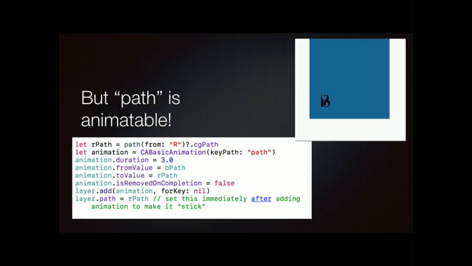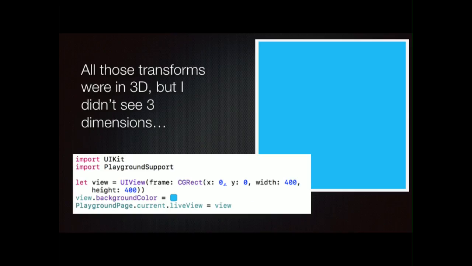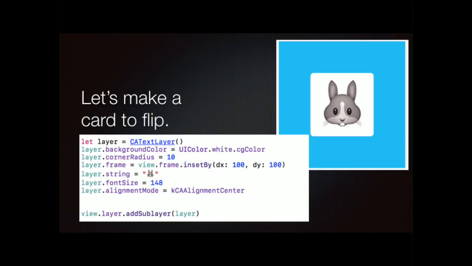Again, we've got something moving now. Now, we've been doing a lot of transforms, and we're always making 3D transforms, but I'm not seeing a whole lot of 3 dimensions. I'm seeing a whole lot of 2 dimensions. So let's see what we can do about this. Okay, we're gonna set ourselves up with a clean playground. And we're going to create a card that we're going to flip. Okay? So the card is very straightforward. It's just like we used before. We just create a text layer, set its background and color, give it a corner radius, put a bunny on it, make sure it's centered, and then add that sublayer.